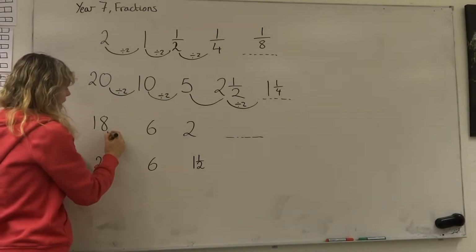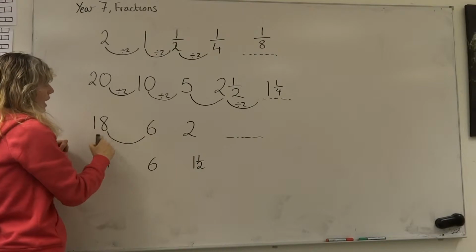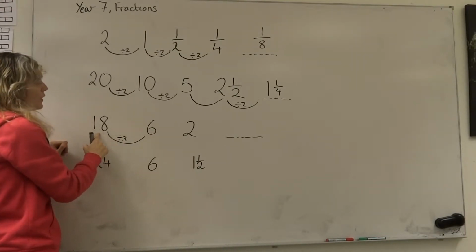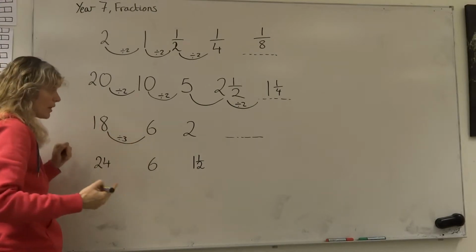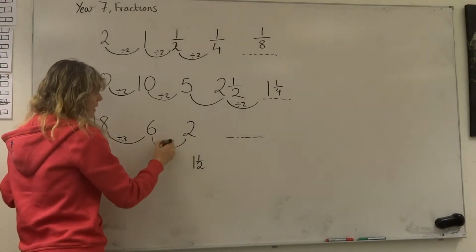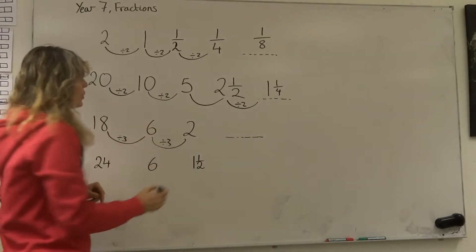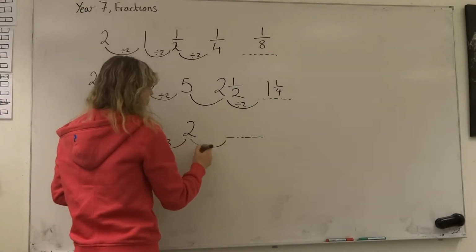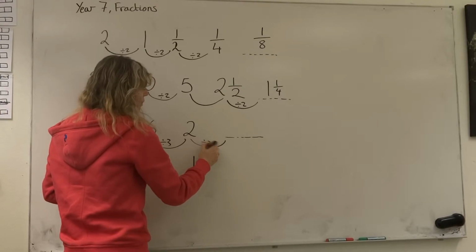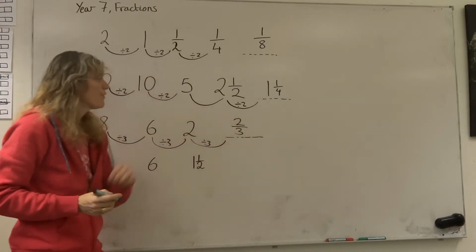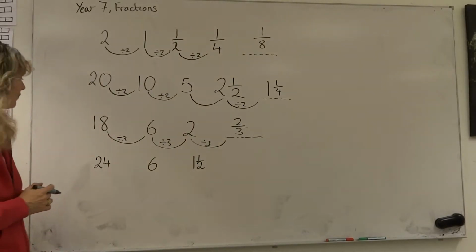Here we've got 18 going to 6. How can we go from 18 to 6? Well, if we divide by 3, we'd go from 18 to 6. Let's check that we're doing the right thing. Is 6 divided by 3 2? Yes, it is. So what we need to do to get our next fraction is we need to divide 2 by 3. 2 divided by 3 would give us the fraction 2/3.